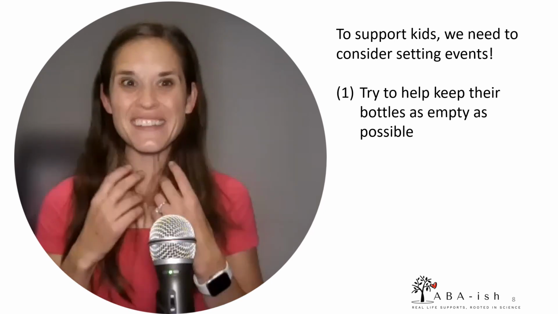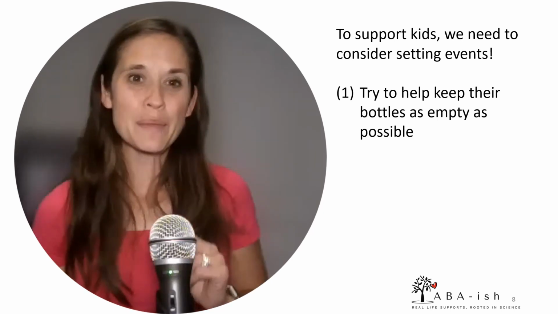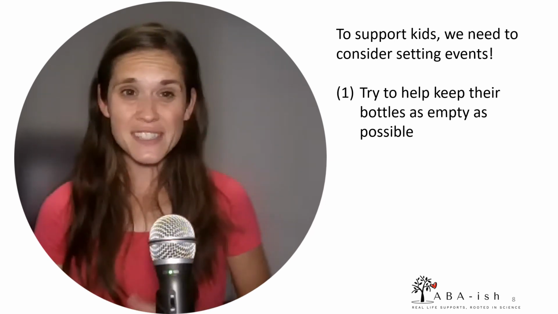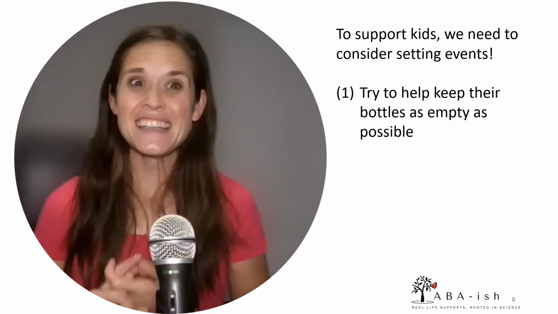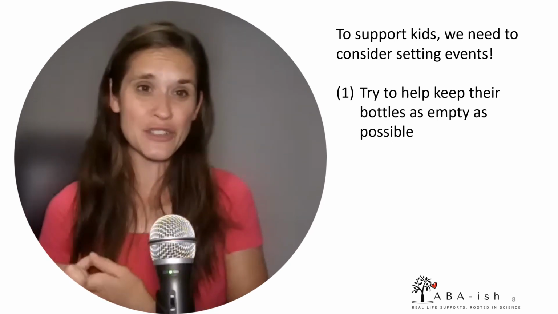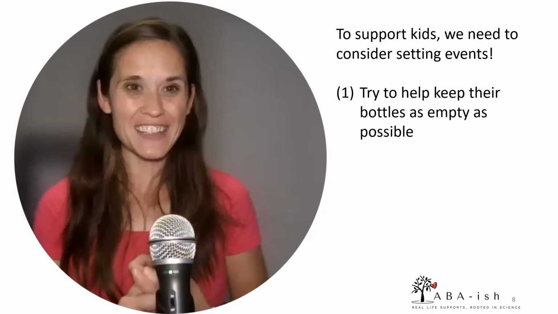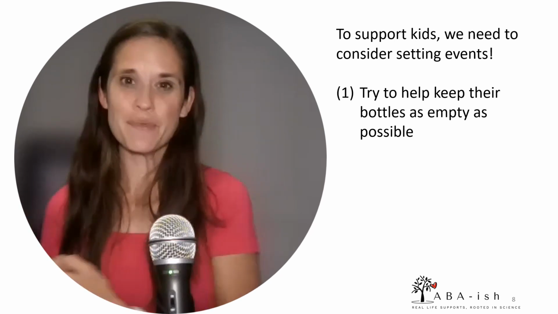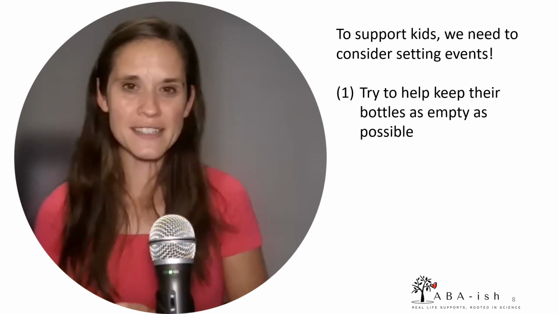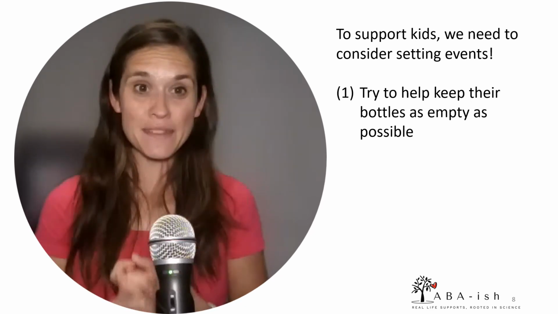And specifically, there's three things I like to try to do. So the first one is I like to try to help them keep their bottles as empty as possible. This means things like making sure we have systems in place to meet their basic needs. So if a student needs to eat, making sure that we have a system at the school to make sure that they can get that food in them. At my own home, this is why I try to make sure my son doesn't miss his nap, right? Because I don't want that setting event of him being tired to impact his behavior. So I'm going to try and do the things I can to keep a bottle as empty as possible.